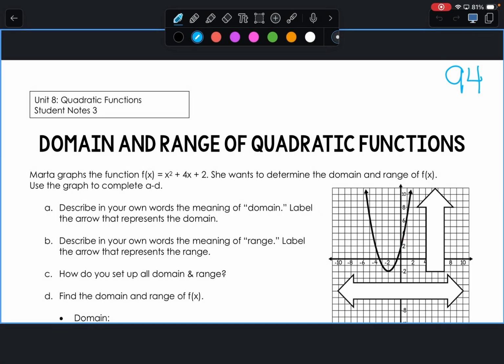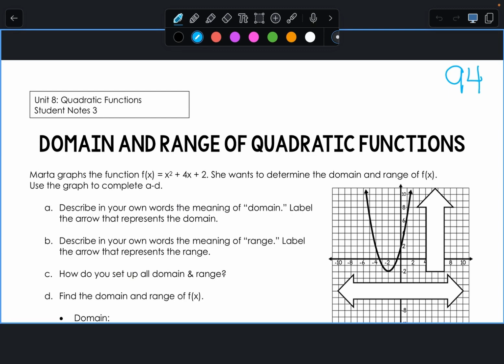So domain and range are basically just boundaries. Okay? I like to use this in terms of sports. In football, you have 10 yards to move the ball, right? So you would say between the 10 and the 20. Or if you are running a route, you need to stay between the 40 and the 50, something like that. Domain and range are boundaries.